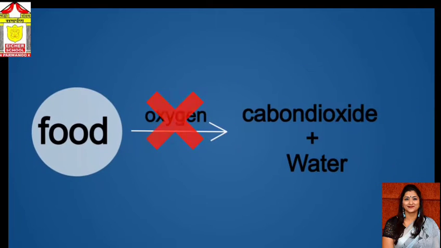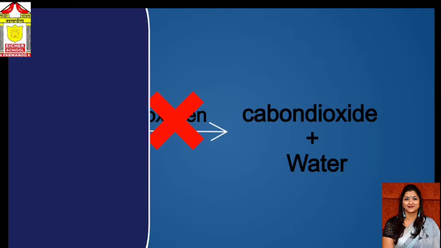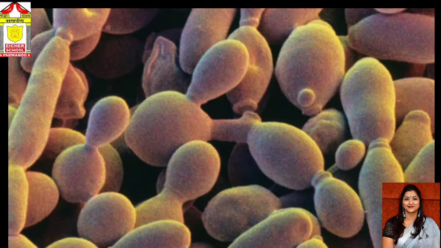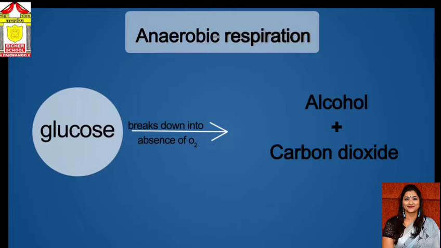Food can also be broken down without oxygen. This process is known as anaerobic respiration. Some organisms such as yeast can survive even in the absence of air, and they are called anaerobes. They get energy through anaerobic respiration. So in the absence of oxygen, glucose breaks down into alcohol and carbon dioxide, as we have shown you in this equation. So here glucose is converted into alcohol and carbon dioxide in the absence of oxygen.